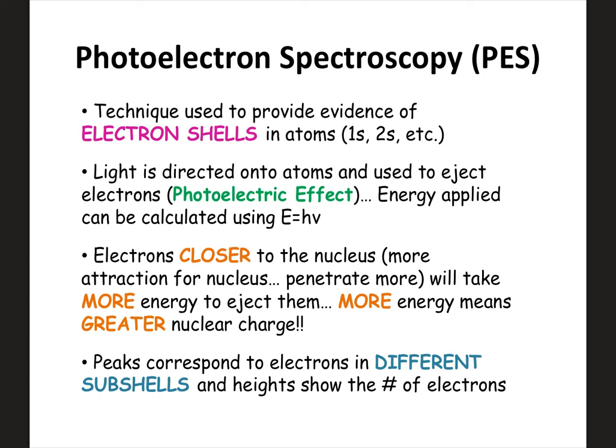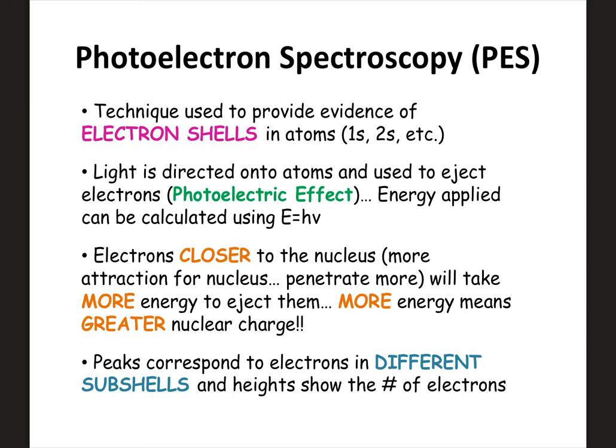So PES is basically what they use to provide evidence that these electron shells exist. You might have wondered, how do we know about this 1s, 2s, 2p? Well, this technique can be used to prove that these shells exist. So a little bit of background here. They direct light onto atoms, and this excites the electrons, and the electrons get ejected. This is known as the photoelectric effect.